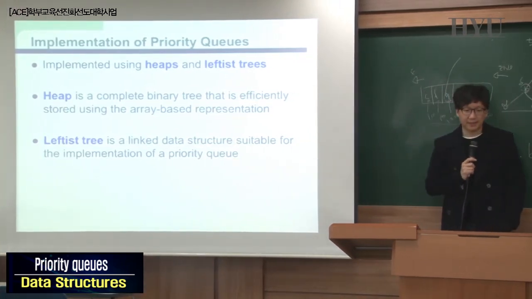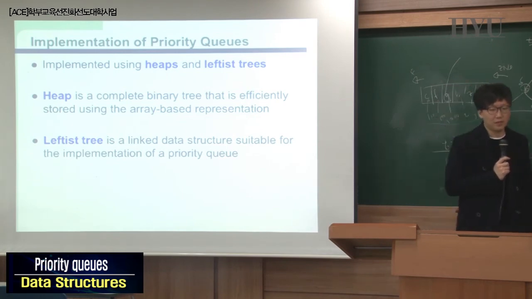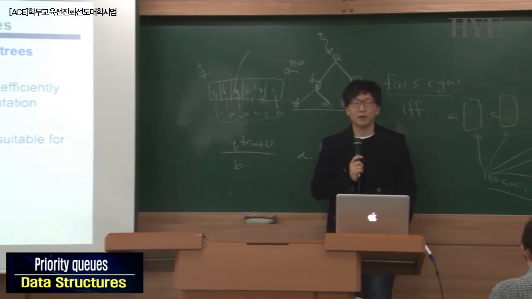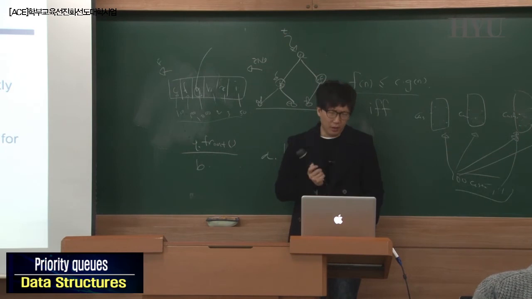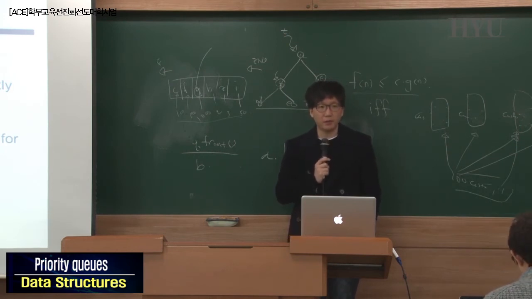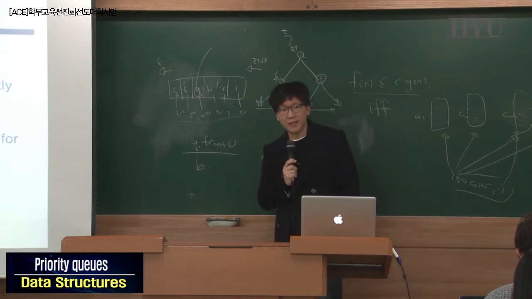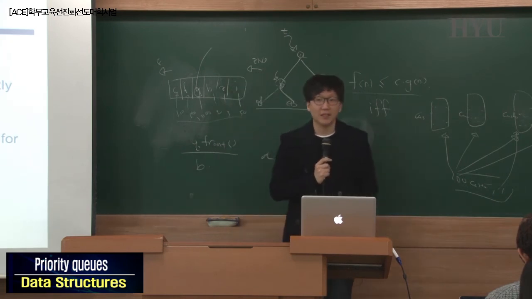Definition of a heap is a complete binary tree that is efficiently stored using the array-based representation. So it's not a linked list, array-based representation for a complete binary tree. What was complete and incomplete again? We discussed, right? It's different from a full binary tree. You have to have a certain order, 1 through n. If you're missing an element among that, then it's an incomplete tree. But a heap is a complete binary tree.